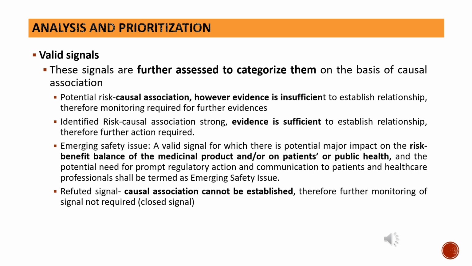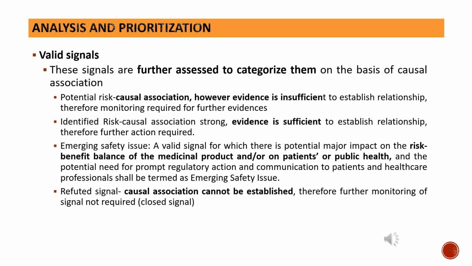categorize these on the basis of causal association. If there is any strong evidence of causal association, however, evidence is insufficient to establish a relationship, then we can say these are potential signals. For potential signals, there may be a requirement for further evidence. Hence, we monitor potential signals for long.